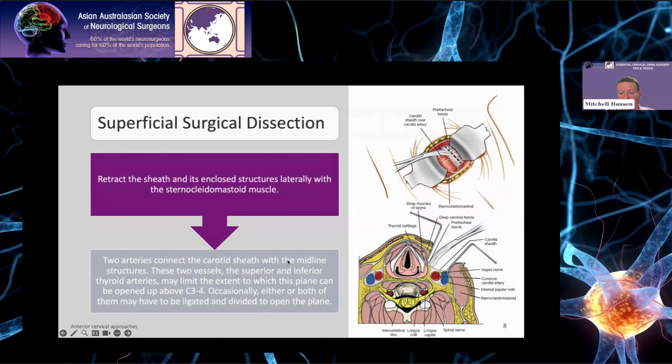With the superficial dissection, generally when I'm looking at a single level, I undermine the platysma to make space, and then divide the pretracheal fascia. This I do with sharp and blunt dissection, but when it comes to position of the incision, the superior and inferior thyroid arteries can limit the extent to which we can open up above C3, 4, and either or both of these need to be ligated to get to the plane.